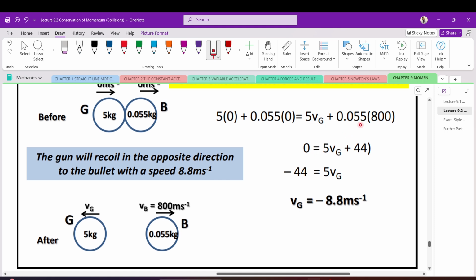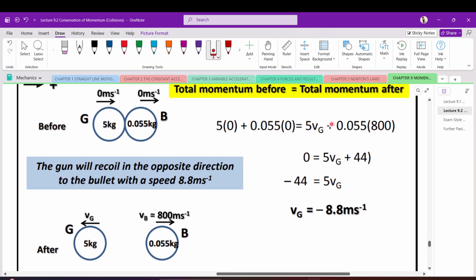So you'll do the same calculations. Initial momentum equals total final momentum. Our velocity of the gun works out to be minus 8.8. So this minus tells us that it will be moving to the left. All right.